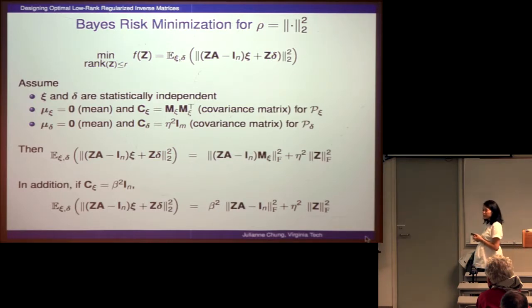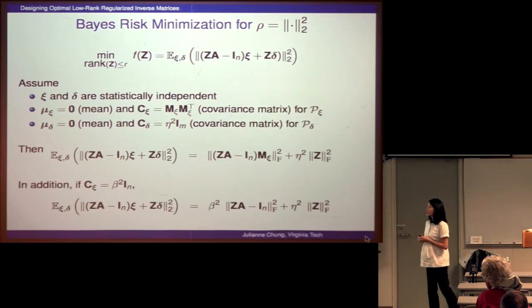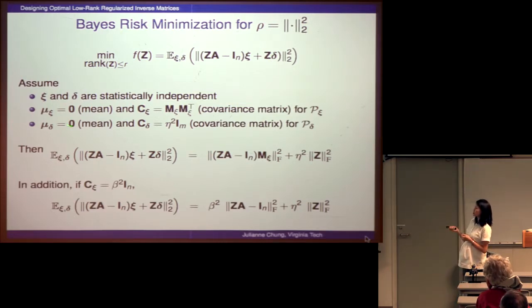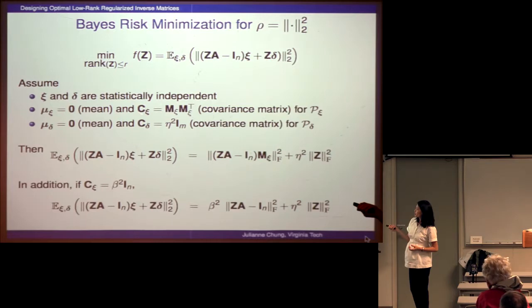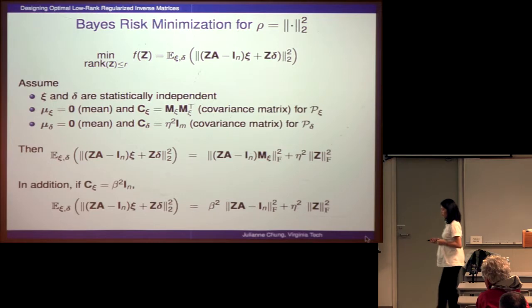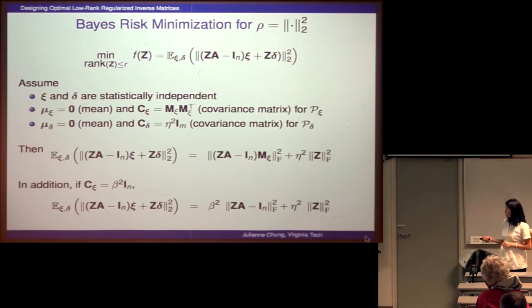We have to make some assumptions, as always. In this case, we need to assume statistical independence. We need to assume something about the means and the covariance matrices for the different probability distributions. But what we can show is that this objective function that we want to minimize can be written as the sum of 2 Frobenius norm terms here. And if, in addition, you assume something about your covariance matrix for your unknown psi, then you can write it down in a much simpler manner, where the constants come out.